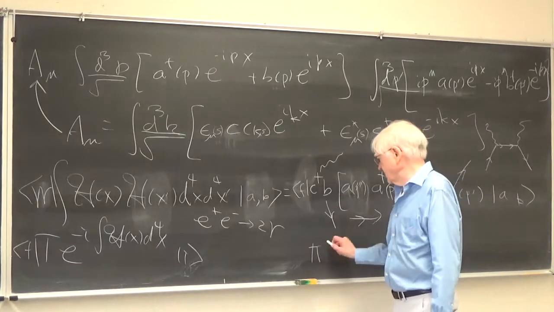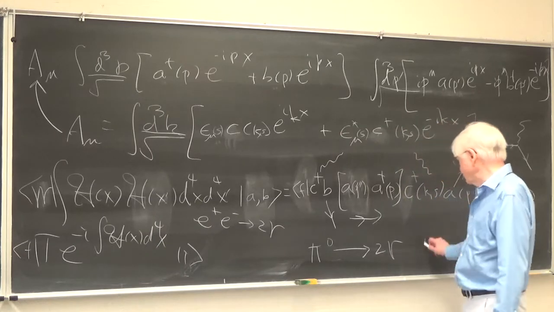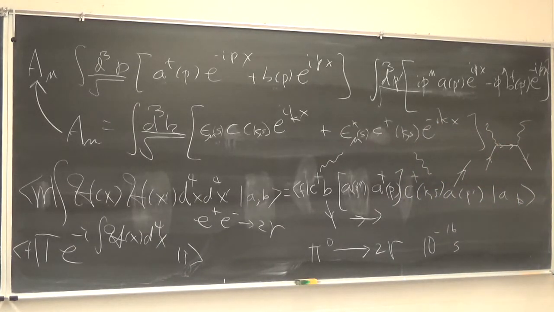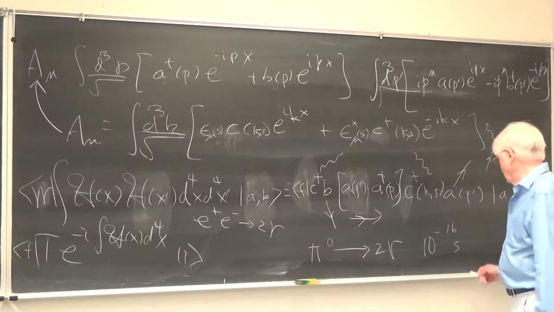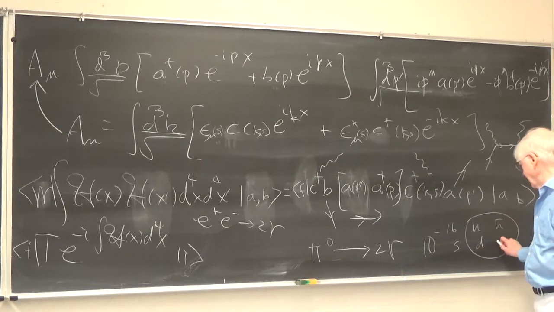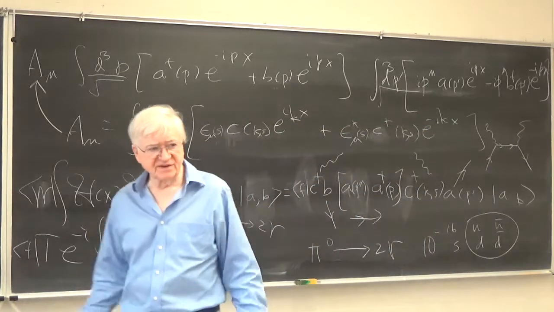Another possibility is just pi zero decay. Pi zero can go to 2 gammas in around 10 to the minus 16 seconds. And the pi zero is basically an up and an anti-up quark, or a down and a down. It's a linear combination of u ubar, d dbar of different colors.